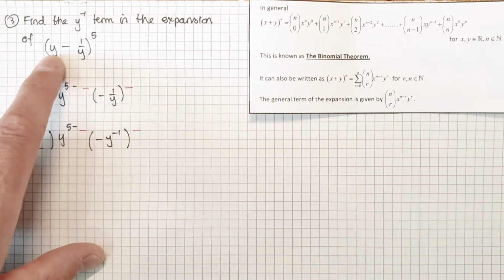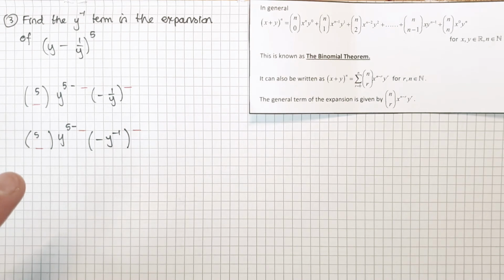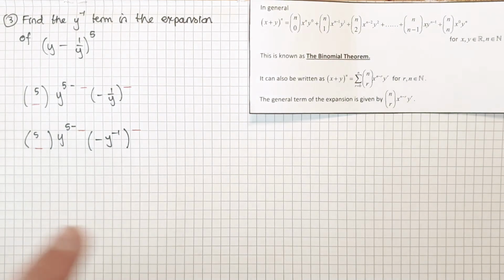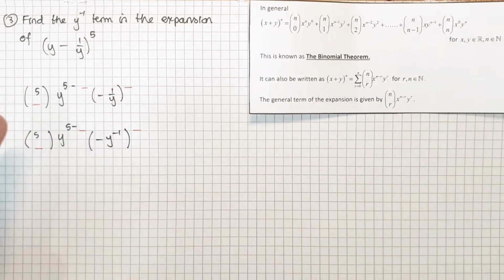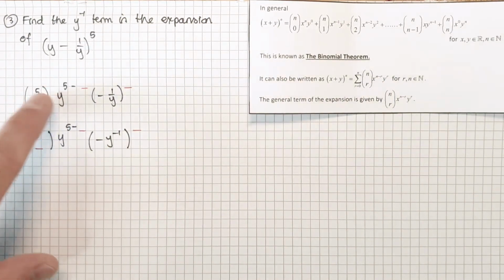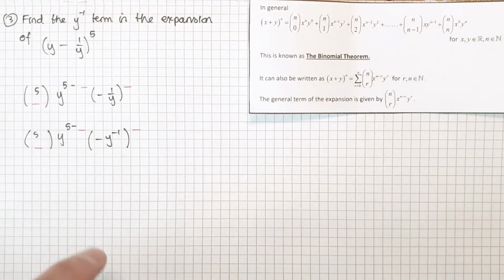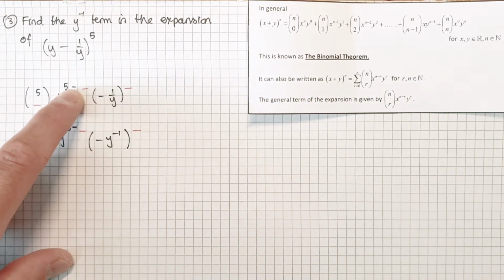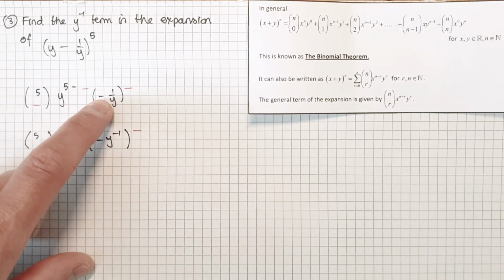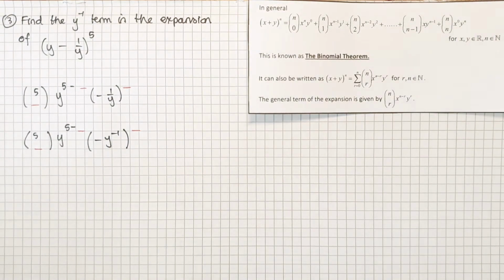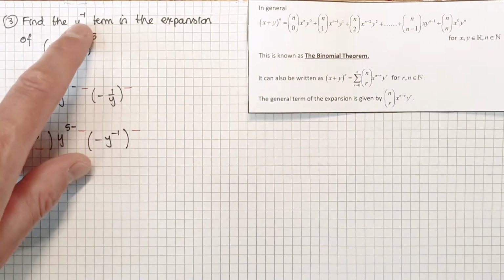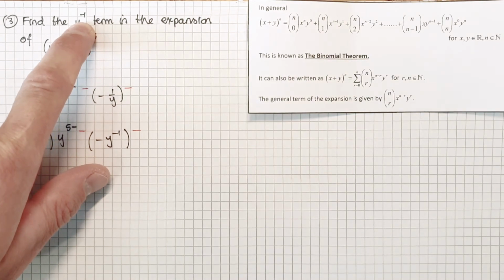So you've got to expand this out, y minus 1 over y, to the power of 5. So we know, again, using the binomial theorem, that it's going to be 5 choose something, because we've got the power of 5. Now, it's got to be y to the power of 5 take away whatever that number is, times negative 1 over y to the power of whatever that number is. So we've got to put all this together and end up with something that gives us y to the power of negative 1.